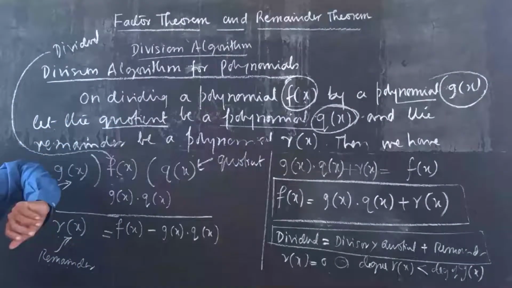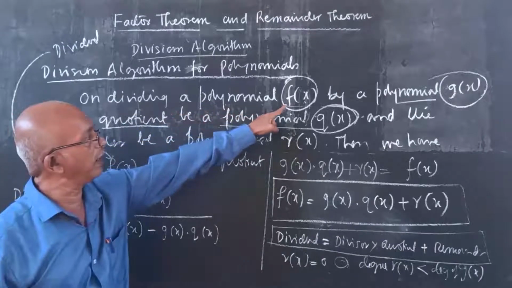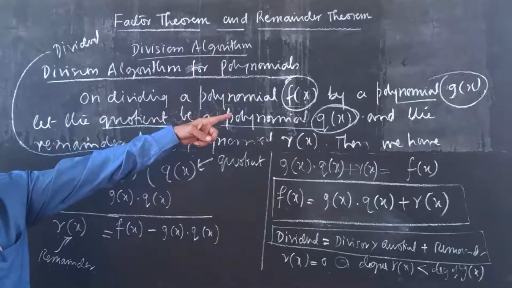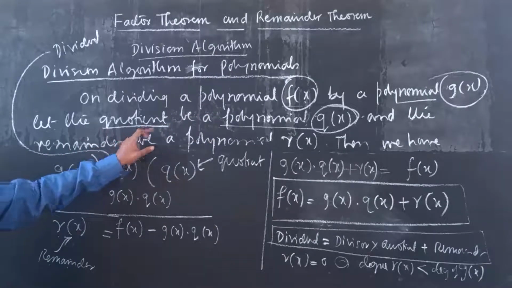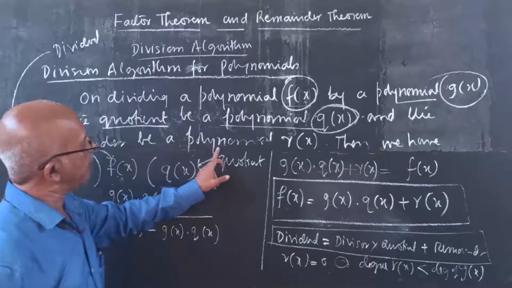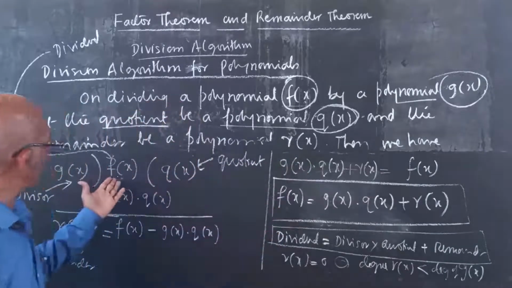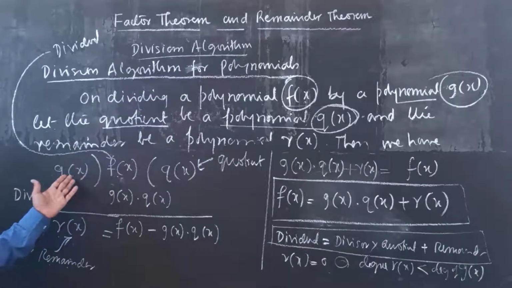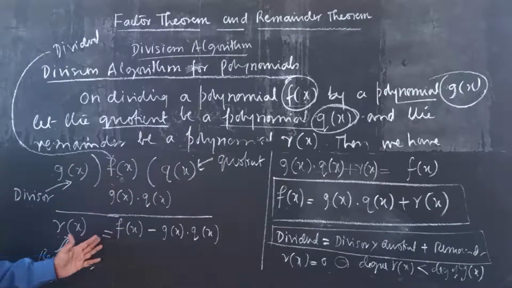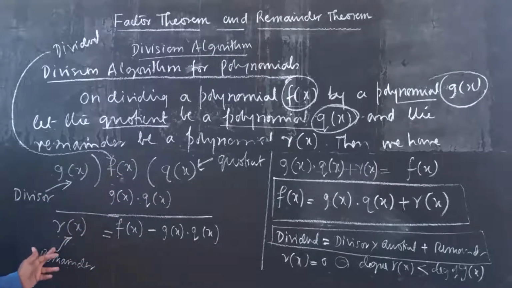Division algorithm for polynomials. Take one polynomial and divide by G(x). On dividing a polynomial F(x) by a polynomial G(x), let the quotient be the polynomial Q(x) and the remainder be the polynomial R(x). Then we know this: F(x), we divide by G(x), you get the quotient, take the product and subtract. So what we will get? We will get the remainder.